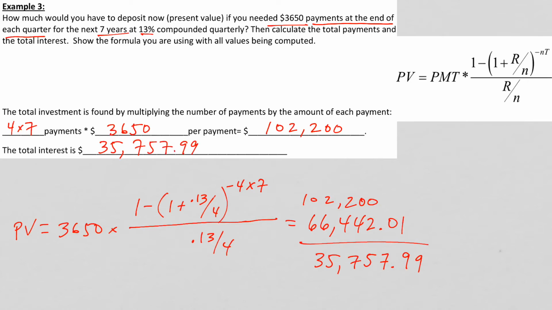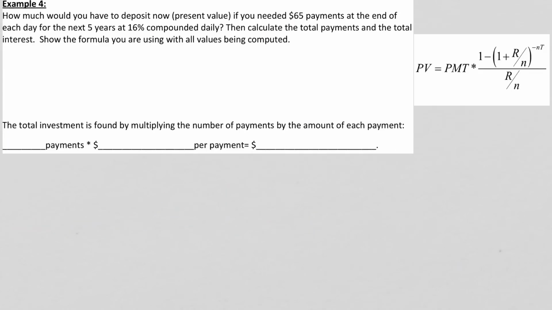Okay, so we deposited $66,000 into the account. Over the next 7 years, we extracted $102,000, and the difference came from interest. I know I'm being redundant, but we can determine that this is an ordinary annuity because the payments are at the end of each day.